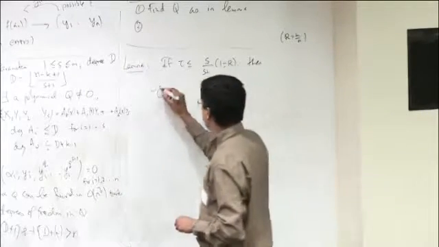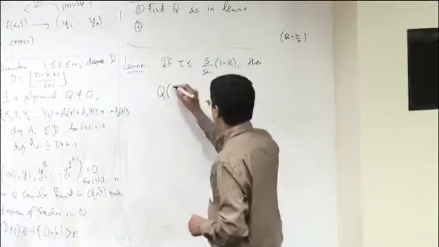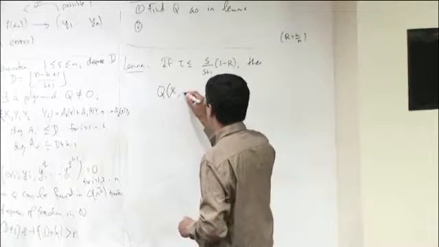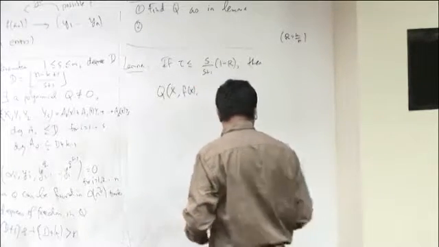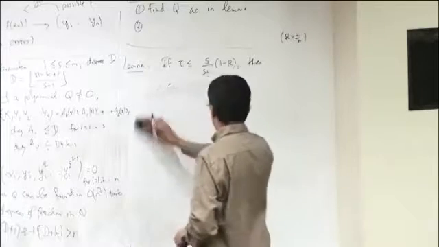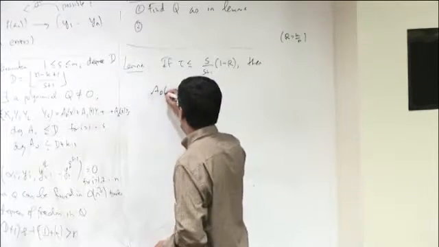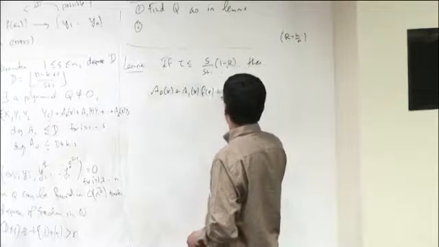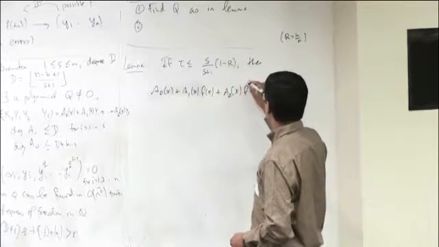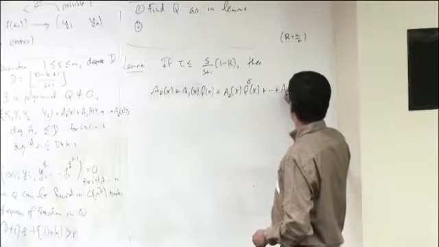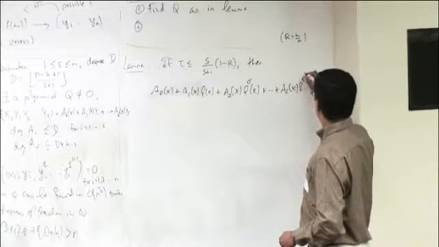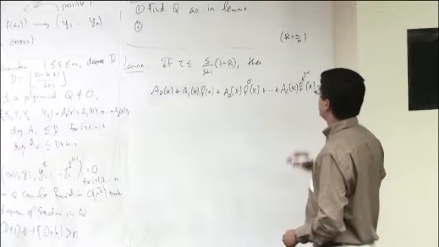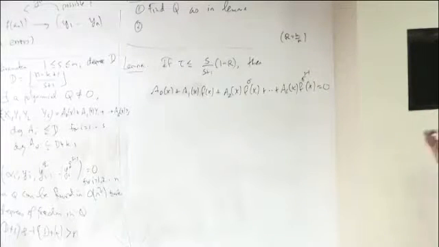Then q, let me write it in a slightly different way: a0x plus a1x fx plus a2x f sigma x, and so on. Then some algebraic condition involving f must be satisfied.